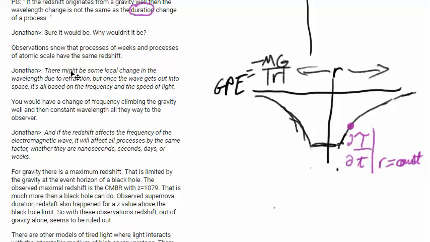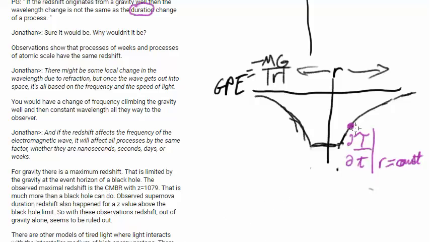So I said there might be some local change in the wavelength due to refraction, but once the wave gets out into space, it's all based on the frequency and the speed of light. So here, the question is, there's going to be some change, and I'm talking about, say, dr dt.